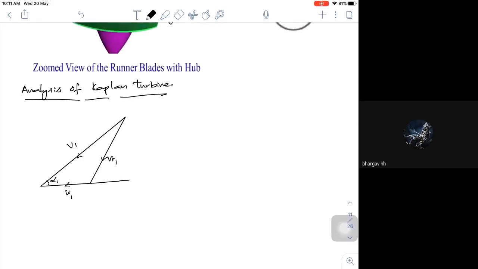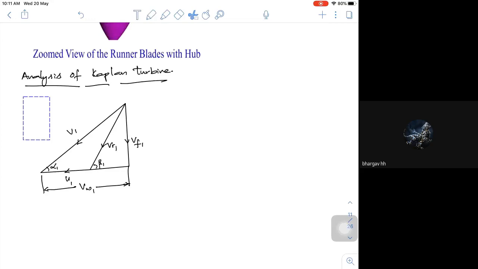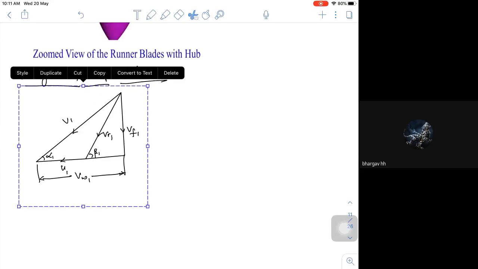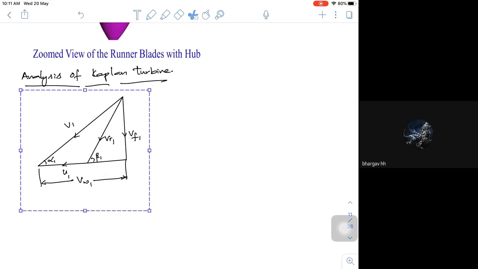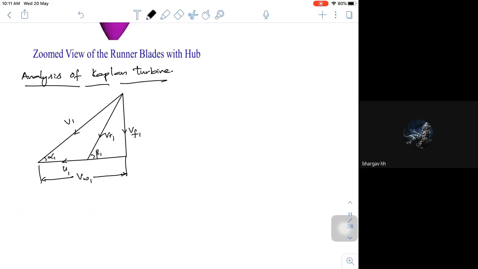And if I draw the components of your V1, this will be VF1, and this will be VW1 velocity, and this will be your beta. This is your inlet velocity triangle.